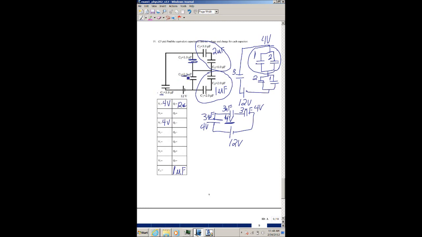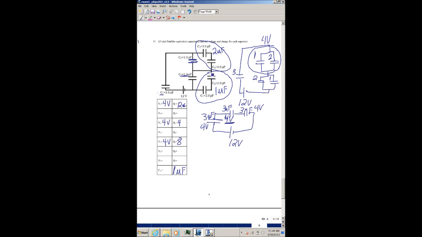Alright, in a similar argument, I can say that C5 also has 4 volts. Alright, I can fill in the charges here. C3 is 1 microfarad, so Q3 is 1 times 4. That's 4 microcoulombs. And similarly for Q5, it's 4 times 2, which is C5, so this is 8 microcoulombs.